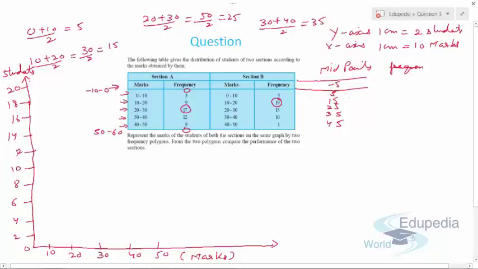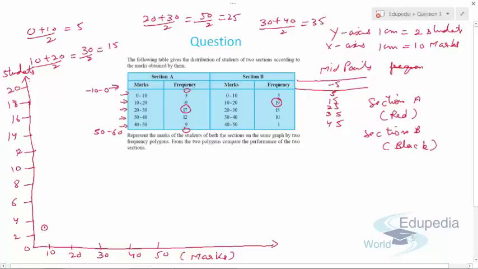I'll use 2 different colors for this so that you can see it very easily. For section A, I'll use red color, and for section B, I'll use black, so that you can differentiate very clearly, right? Now for the first midpoint, it is 5 with the frequency 3, so it will come somewhere over here, so this is the point, right?